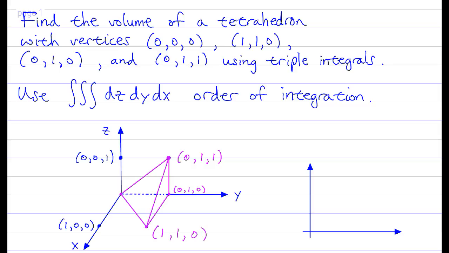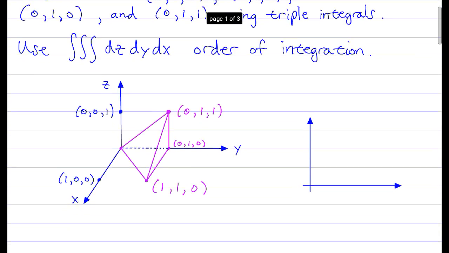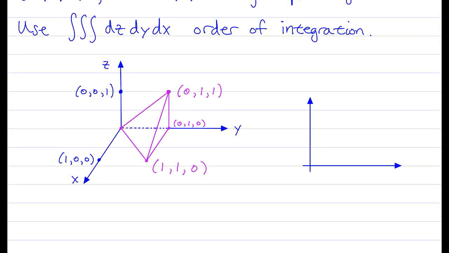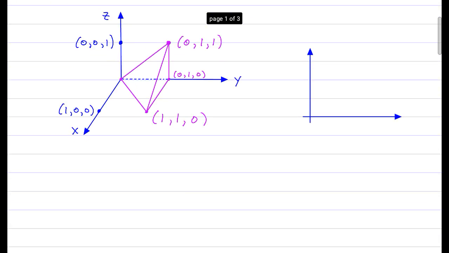This tetrahedron, I've already graphed for you down here. A tetrahedron is just a four-sided shape with planes as its sides, connecting the points that I've specified up here. I've drawn it in purple on our XYZ axes. We want to set up an integral with this order of integration for the volume of this tetrahedron. Most people find that the setup of the integral is the toughest part of these types of problems.